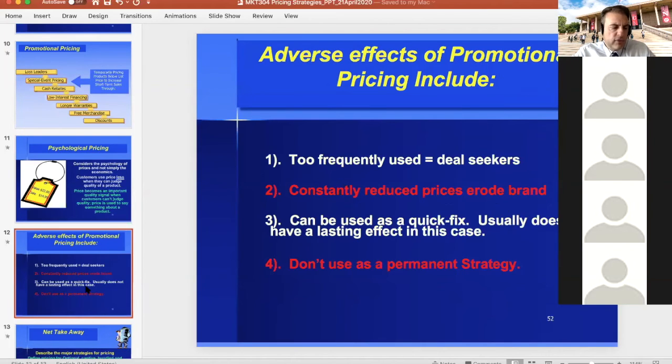So now pricing can be very negatively influencing your business if you change your prices too much.